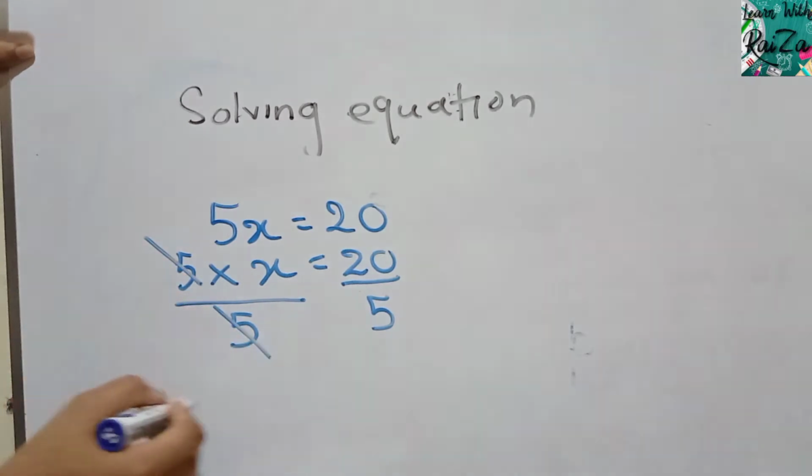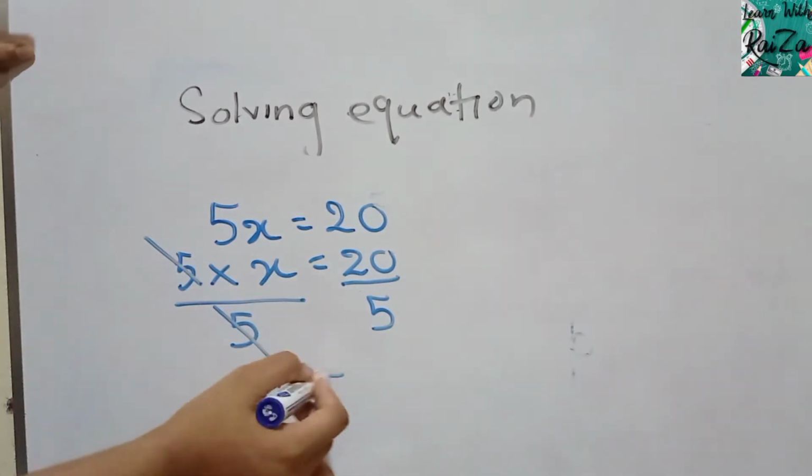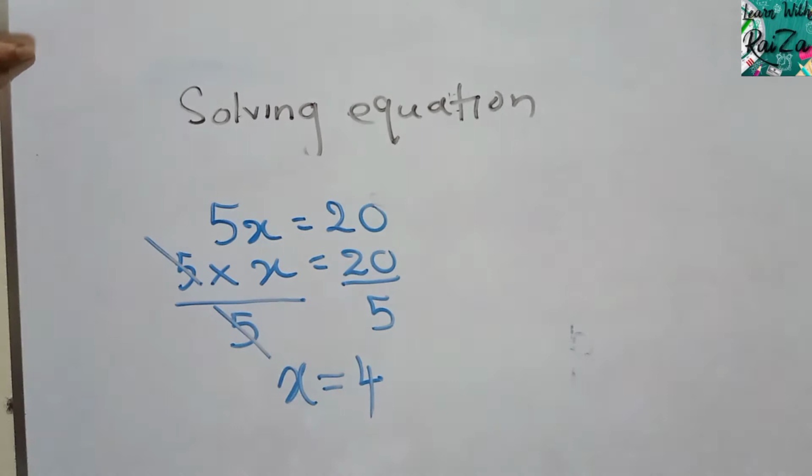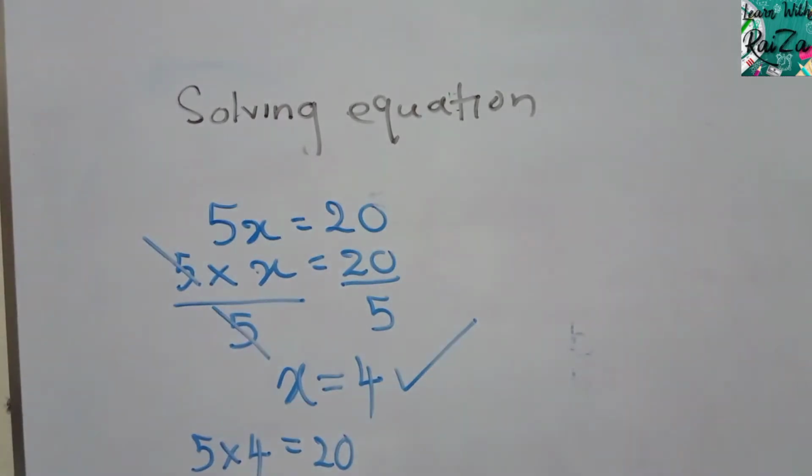So 5 and 5 cancel, x becomes isolated, 20 divided by 5 is 4. You can check your answer by substituting 4 instead of x: 5 times 4 is equal to 20. So x equals 4, the value is correct.